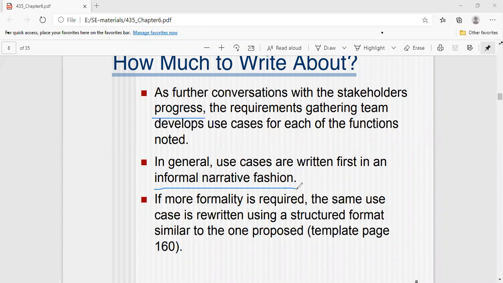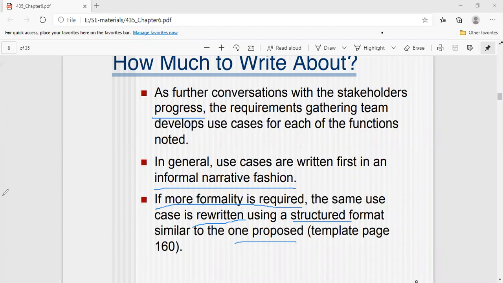So that's why, whenever the models are developed in the first stage, those are informal representations. If more formality is required, if you want more formality in these use cases, the use case is rewritten using a structured format related to your proposed project.